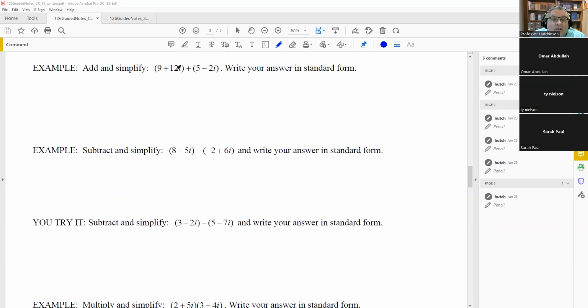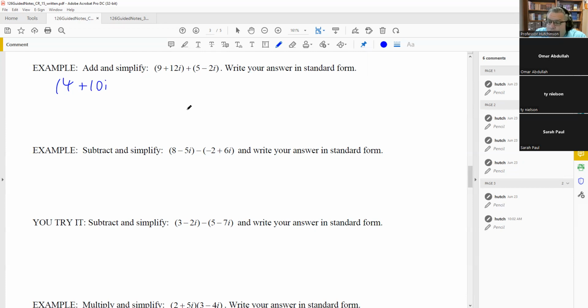Now when you add this together here, you're adding the like terms together. So all you have to do is add the numbers and add the i's together. Much the same as you would do if this was x's. So we got 14 right there from 9 and 5. You have a 12 minus 2, and that's plus 10i. And that's all you would do for that one. Just add the like terms together.